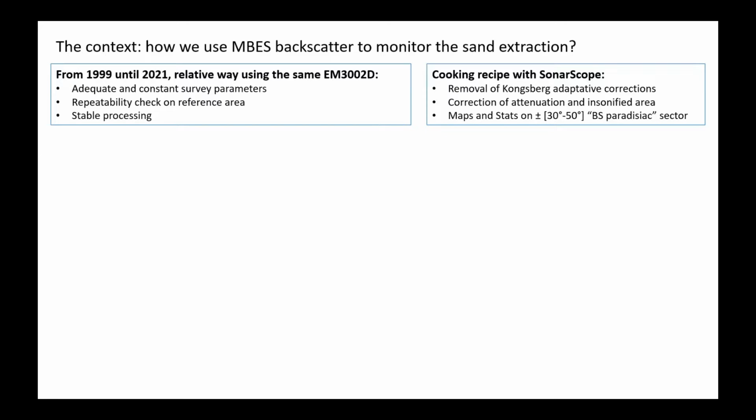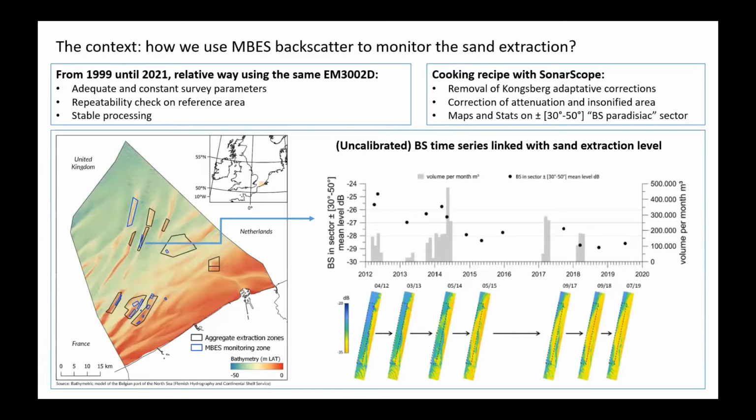We removed all the Kongsberg adaptive correction. We correct for attenuation in the insonified area, and we just keep this part of the angular response, what I call the backscatter paradise sector, minus 30 or 30 to 50 degrees, and we map and do statistics on that. And this is an example of a very nice time series, more or less 10 years of measurement on this area. And you see the trend, the backscatter trend is really obvious. You see that the backscatter level by mean is declining. And you can follow that on the map.